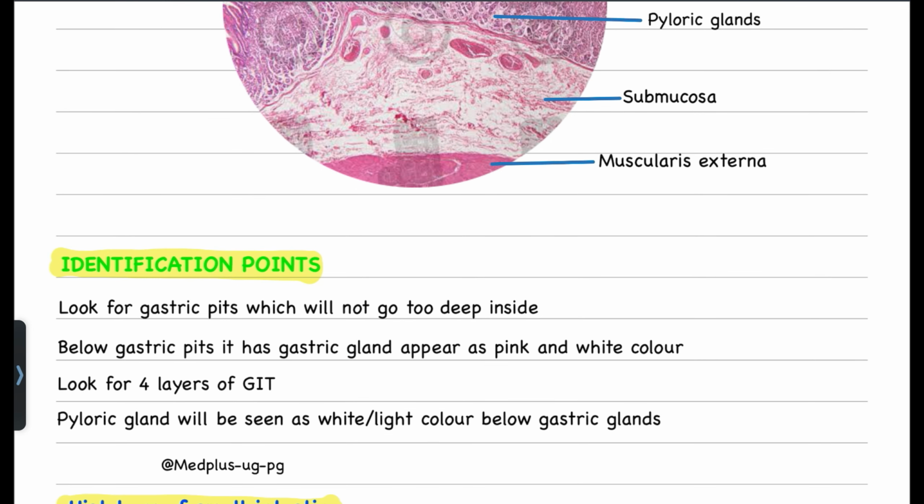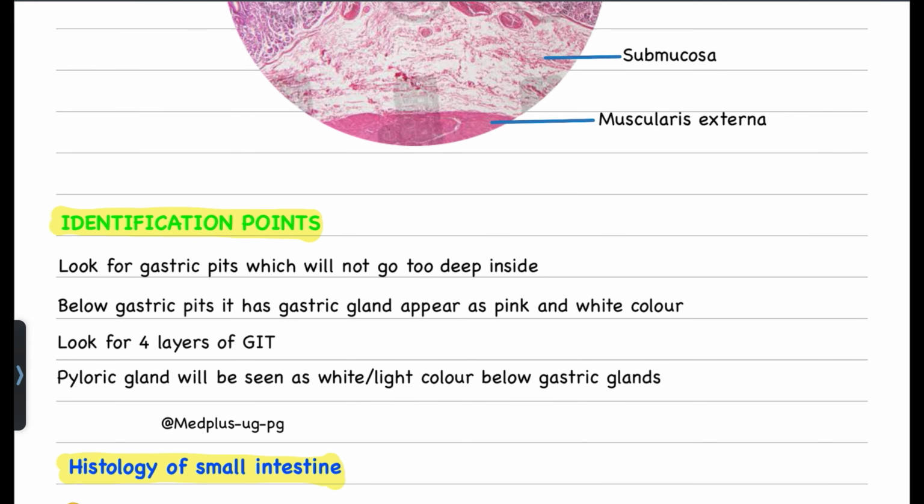We will identify the stomach by looking at the gastric pits, which will not go too deep inside. But when we see the small and large intestine, they will have a deep invasion into the lamina propria. So as we can see here, it is the lamina propria layer. In the stomach we have only a little depth, but in the small intestine it will have large depths. So we can identify this one as the stomach.